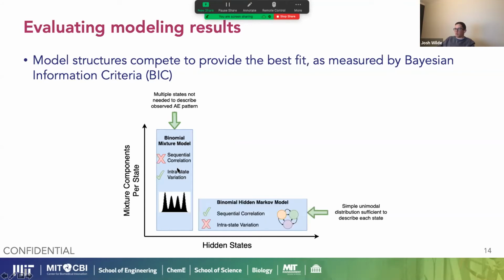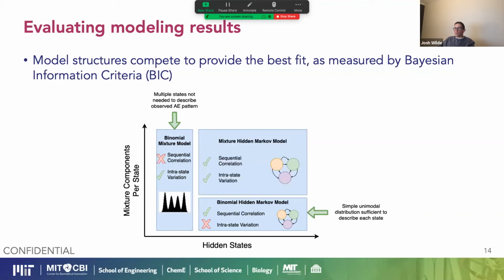On the other end of the spectrum, if we find that a model that has multiple hidden states, so it's now a true hidden Markov model, but has only a single mixture component per state, fits the data best, then we can assume there is some sort of sequential correlation, and there's actually very little variation that's not explained by the Markovian dynamics that we've assumed in our state transitions. And we could also get a blend of both. So this is the general version of the model that I was discussing in the last slide, where you have multiple states, and each of those states has enough variation to require fitting via a binomial mixture model with multiple modes.